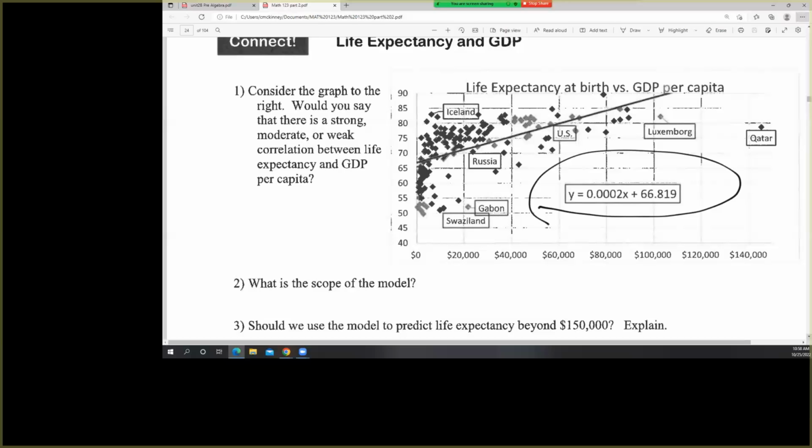So we're going to do 0.0002 times 102,000 plus 66.819. We're just plugging in that dollar amount. It says x equals, so we're plugging that into the equation. You should come out with 87.2, a little over 87 years.